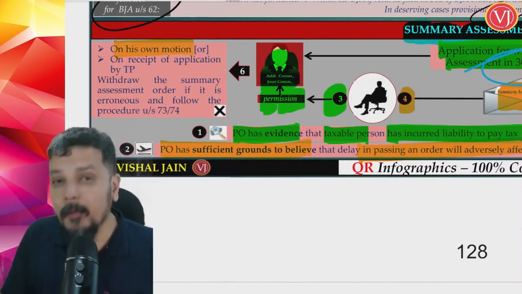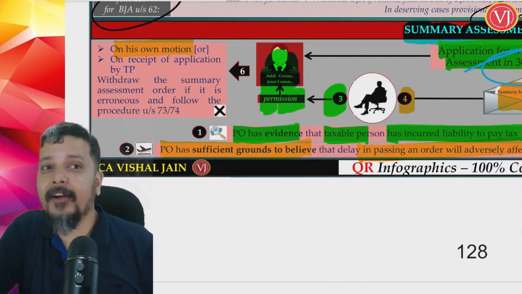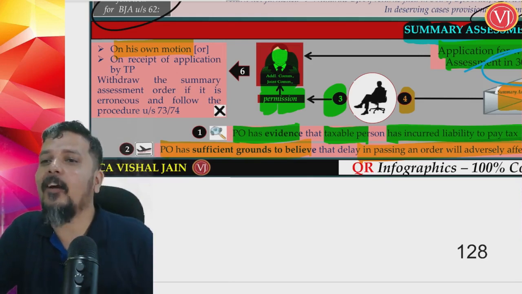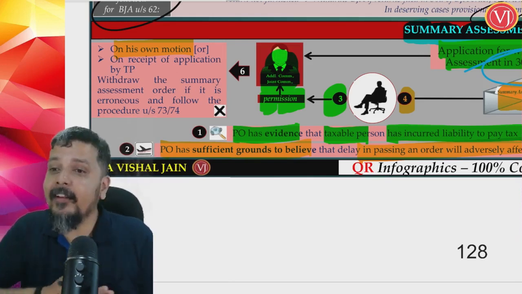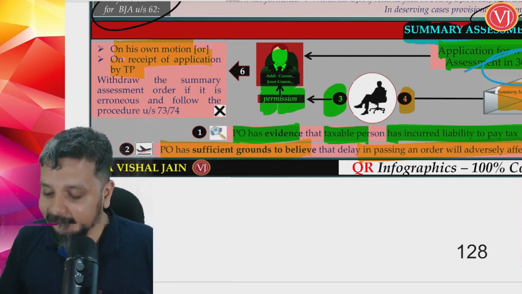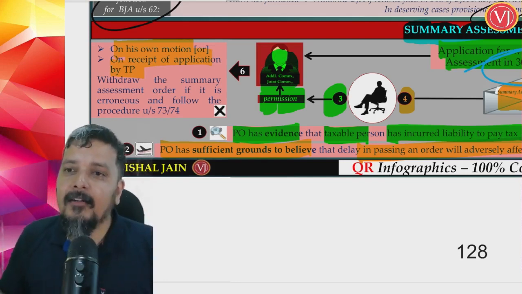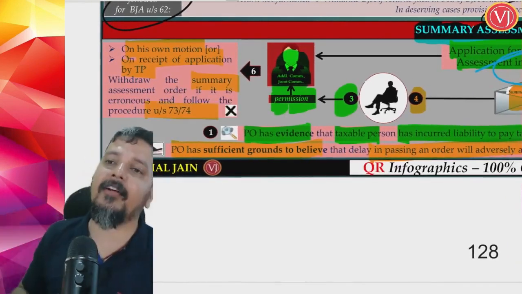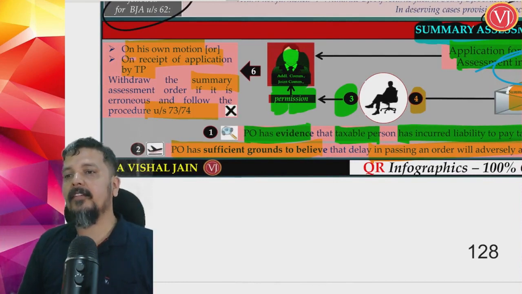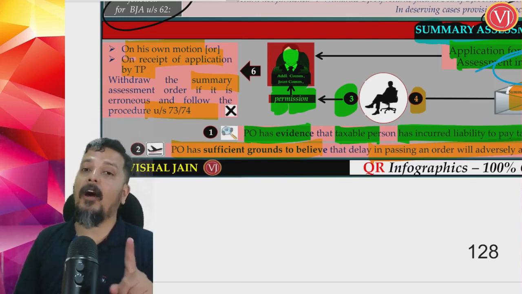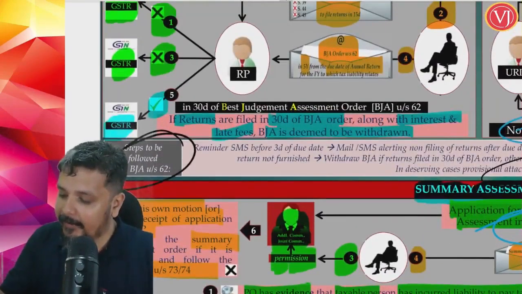Either on its own motion, at times the Joint Commissioner or Additional Commissioner will be afraid, okay, they have started summary assessment against Reliance Limited. When he signed, he did not see the company's name. Now finally he realized that it is against Reliance Limited. On his own motion or on receipt of an application from Reliance Limited, he'll tell the officer, you come. Why the hell did you start summary assessment? You have the normal procedure. Go with your section 73-74. That is summary assessment. But mind you, this withdrawal of the summary assessment order is not automatic, though you might find the 30 days similar.